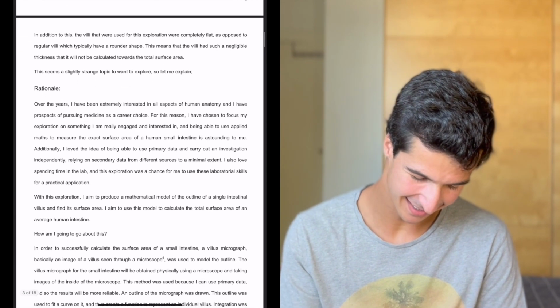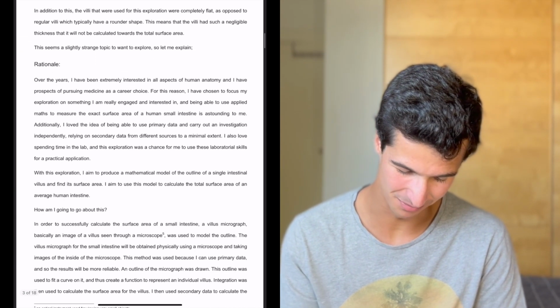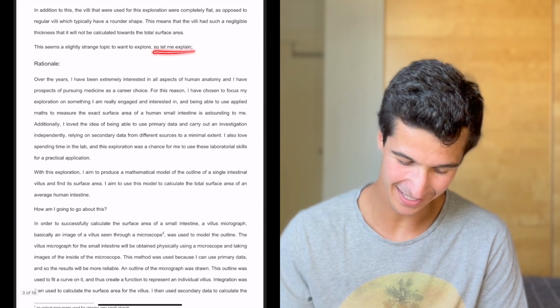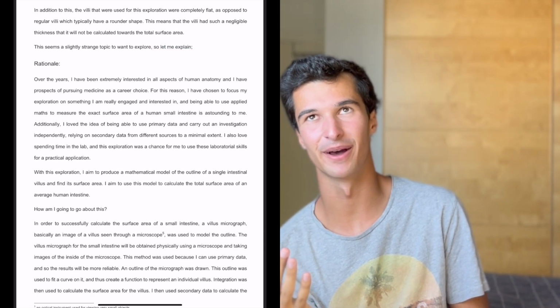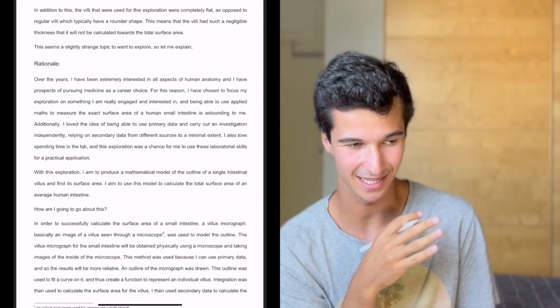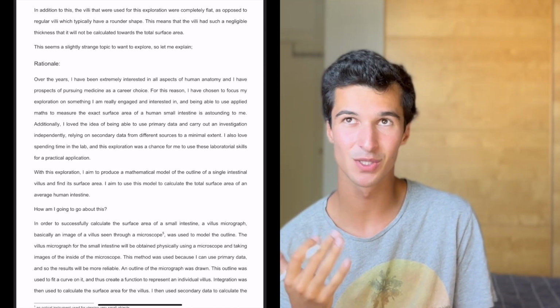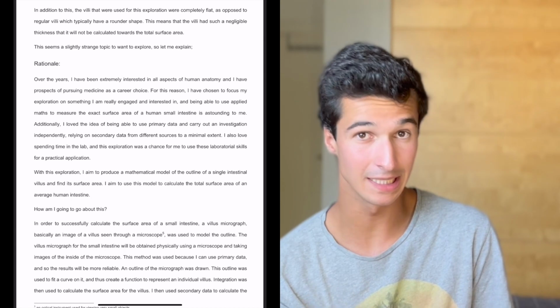This seems like a slightly strange topic to want to explore. So let me explain. This kind of thing, an IA, is really such a creative piece of writing if you think about it. You're exploring. It's called a maths exploration. It's not called an IA. So writing sort of informally isn't the worst thing in the world.